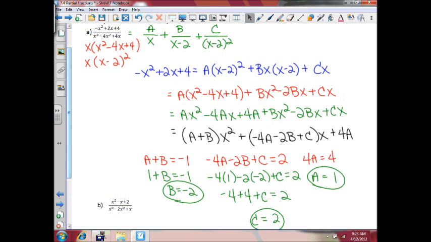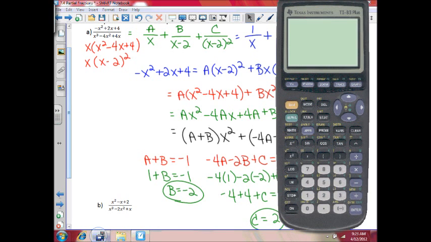Putting this into our partial fraction decomposition, we'll have 1 over x plus negative 2 over x minus 2 plus 2 over x minus 2 squared.